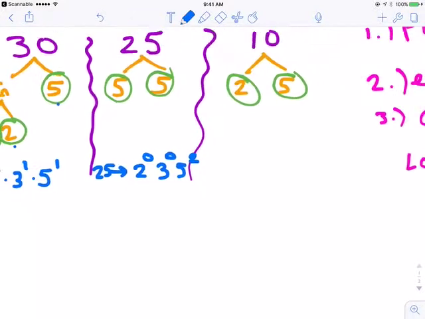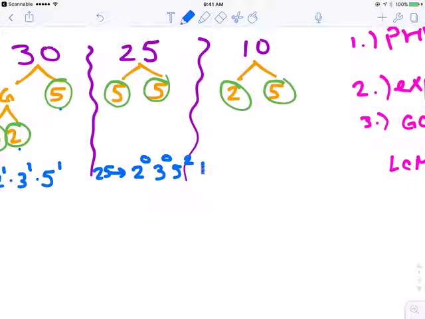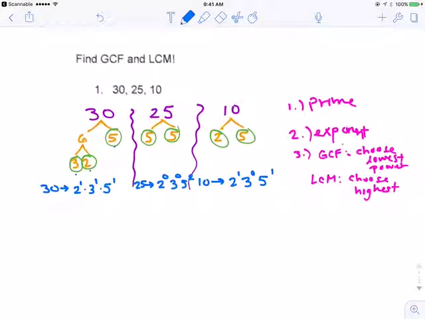All right. The last one. What are we going to put? 10. We're going to write it as 2 to the power of 1, 3 to the power of 0, and 5 to the power of 1. Okay. Did we do step 1? Did we do step 2, right, with exponents? Step 3. Let's find the GCF. Well, what does it say to do?